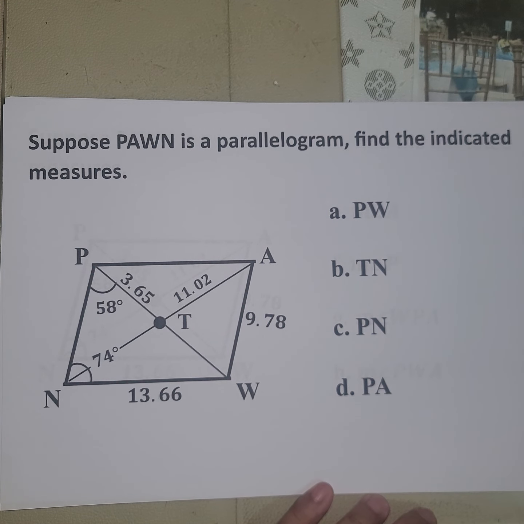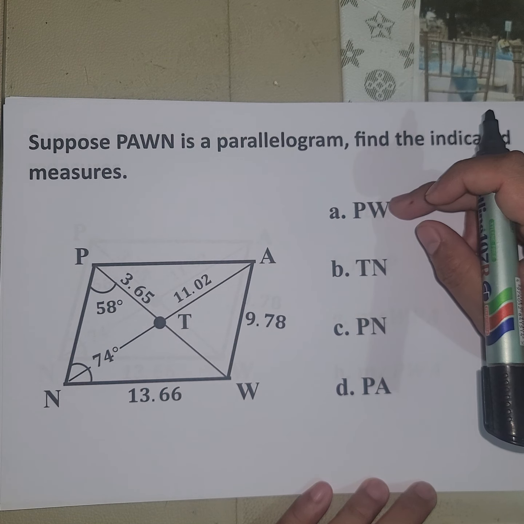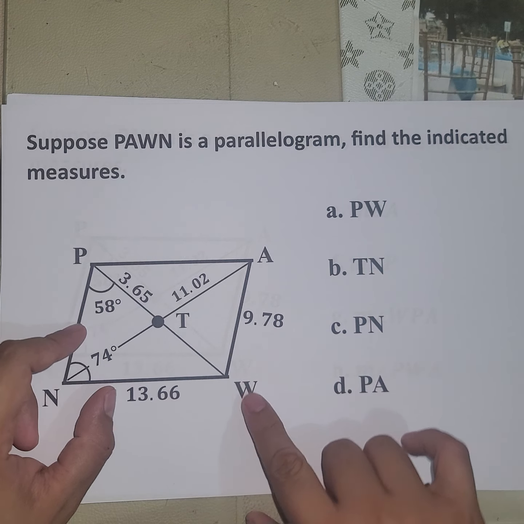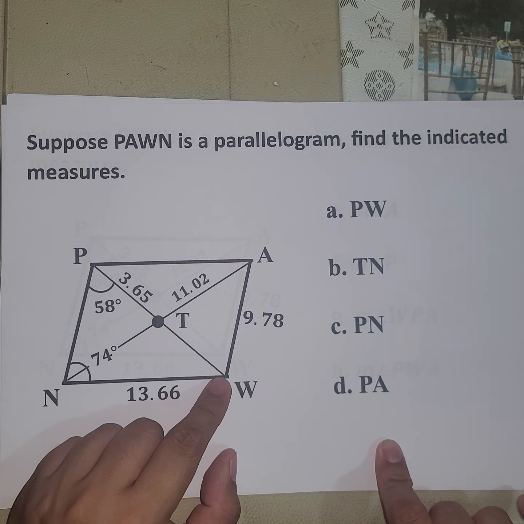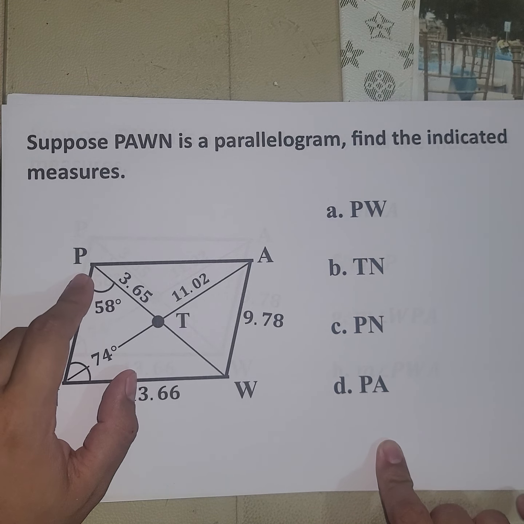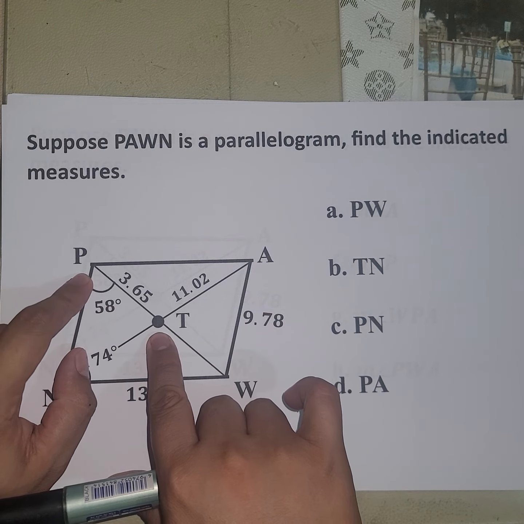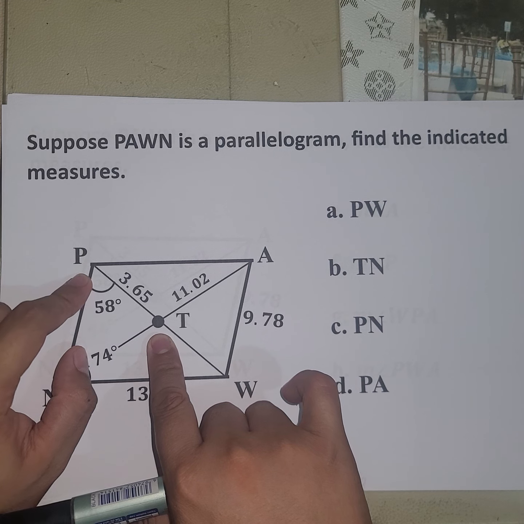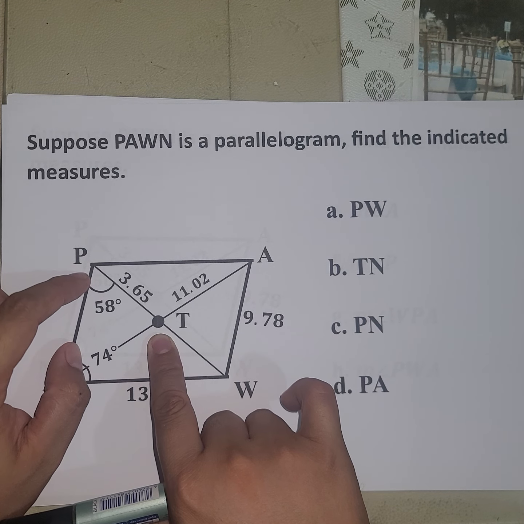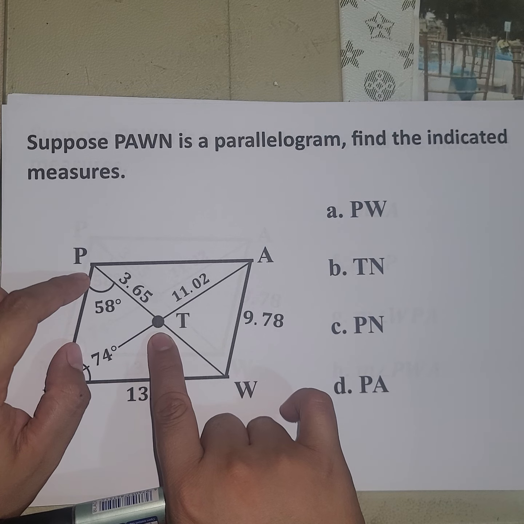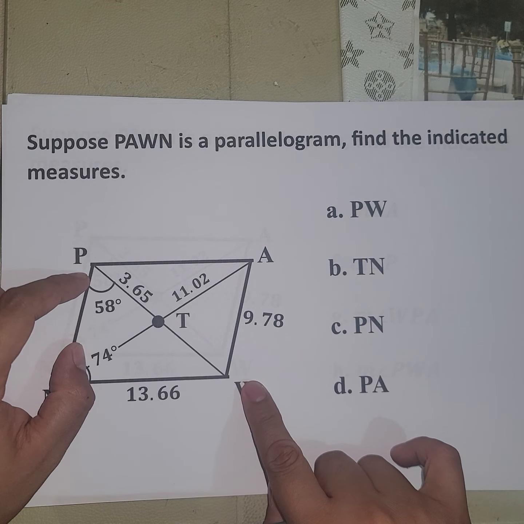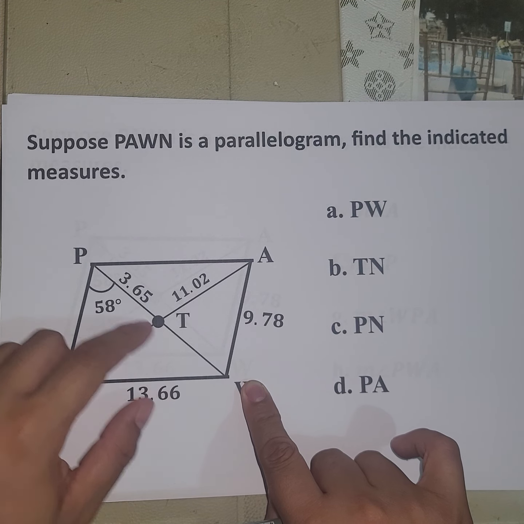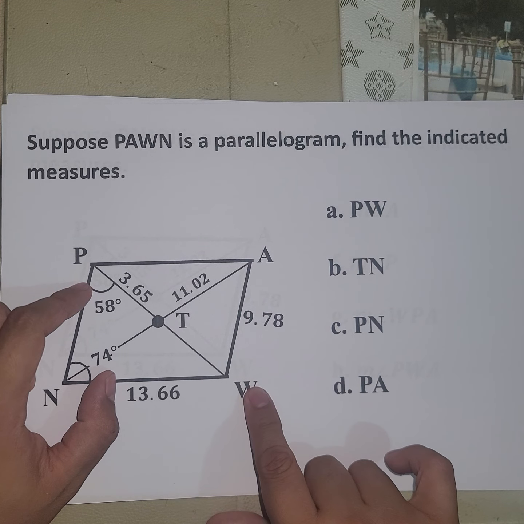So, we have the segment PW. Pinapahanap the segment PW. And as you can see, meron tayong given dito na PT, which is 3.65. Using theorem number 4, the diagonals bisect each other in a parallelogram. Ibig sabihin, the whole PW has a midpoint of T. So, kapag meron kang midpoint na T, it divides the whole segment PW into two equal parts.